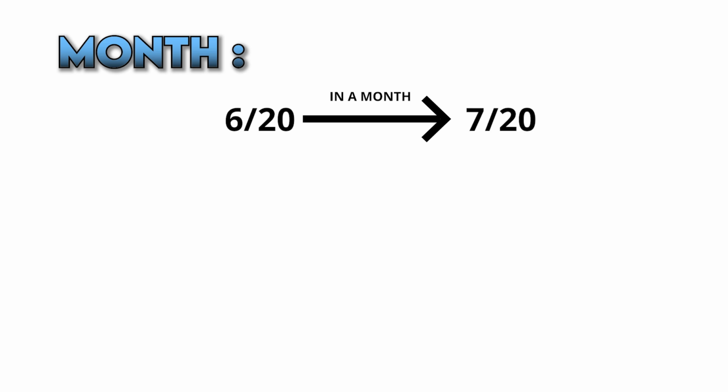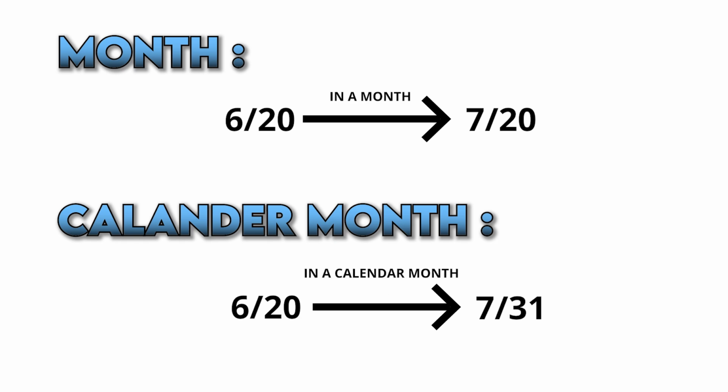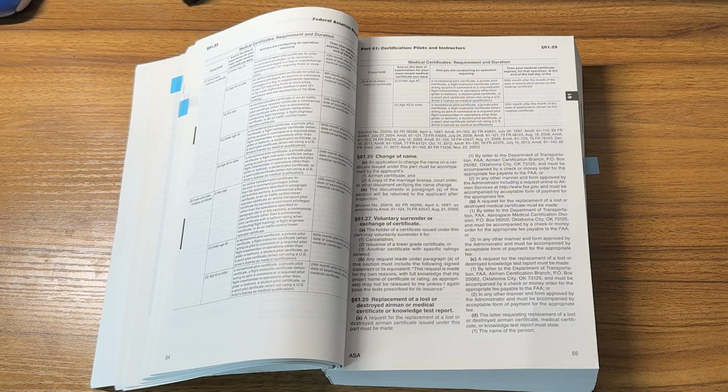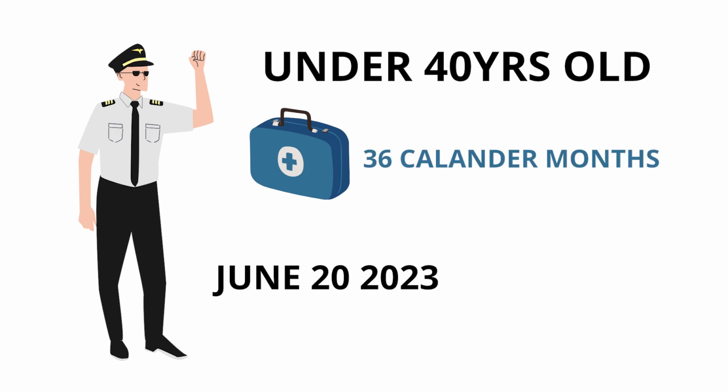A calendar month is different in that the countdown for a calendar month does not start until the end of the month. So if some psycho, probably a Leo, came up to you on 6/20 and said that their birthday is in one calendar month, then they mean 7/31. So following this logic and the information that if you are under 40 years old, a third class medical is valid for 36 calendar months, if you obtain the medical on June 20th, 2023, it would expire on June 30th, 2026.